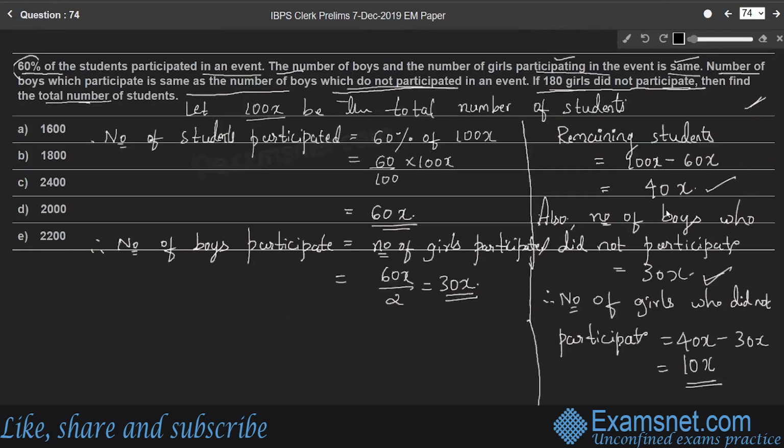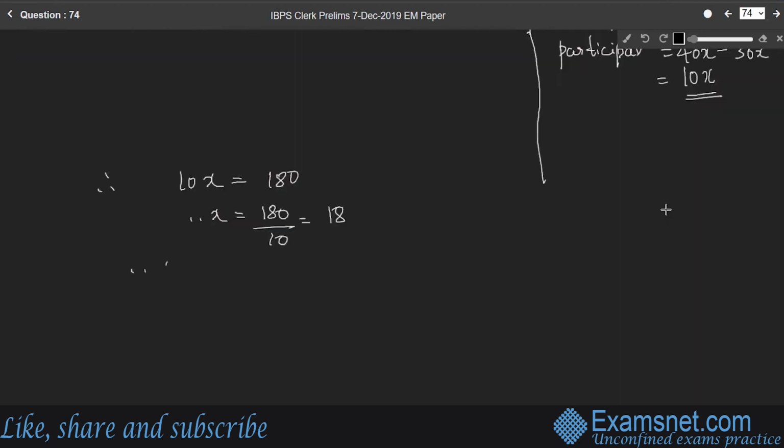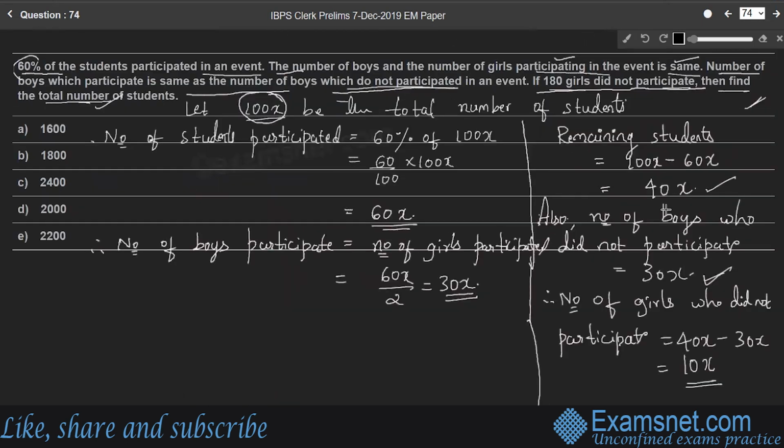So what is asked in the question? Find the total number of students. According to our assumption, 100x is the total number of students. Therefore, total students are 100x. So it is 100 into 18, which is 1800. Right? Therefore, the answer is 1800, option B.